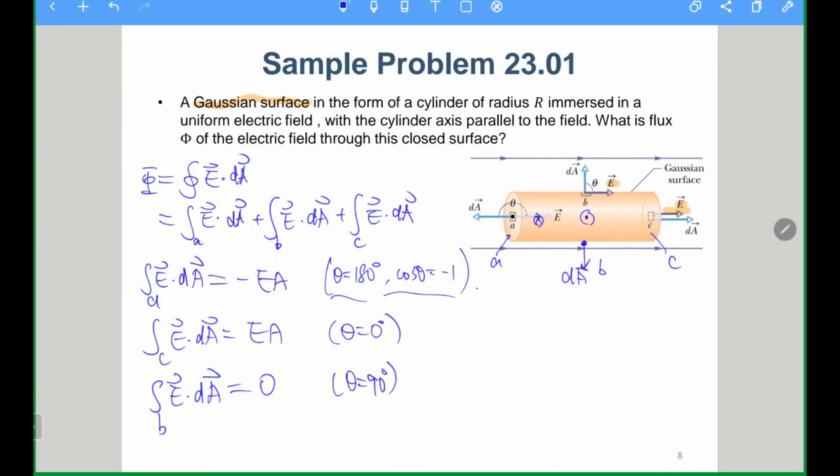When we plug this back in, we can quickly find that phi is negative EA plus 0 plus EA, which is 0. Okay, any questions?